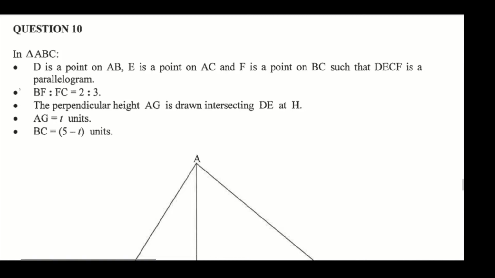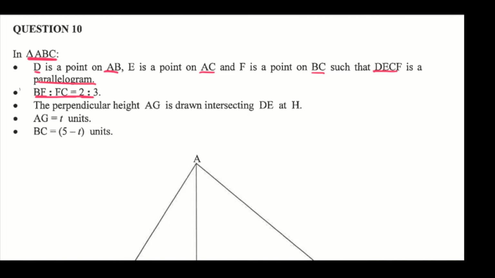Do question 10. In triangle ABC, D is a point on AB, E is a point on AC, and F is a point on BC, such that this is a parallelogram DECF. And we are given that the ratio of BF to FC is equal to 2 is to 3.